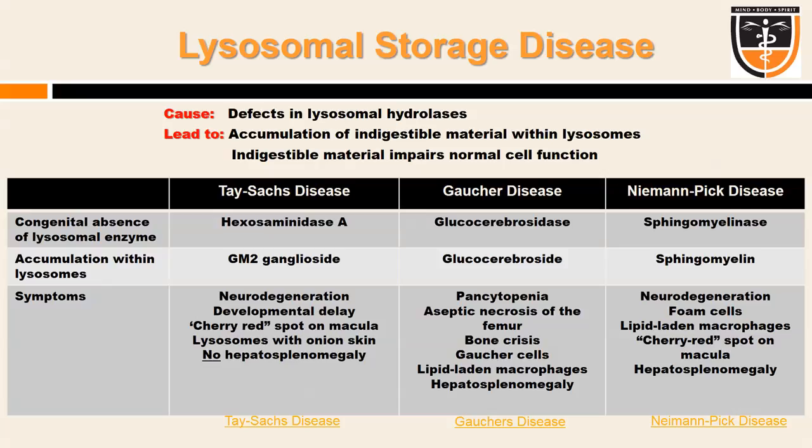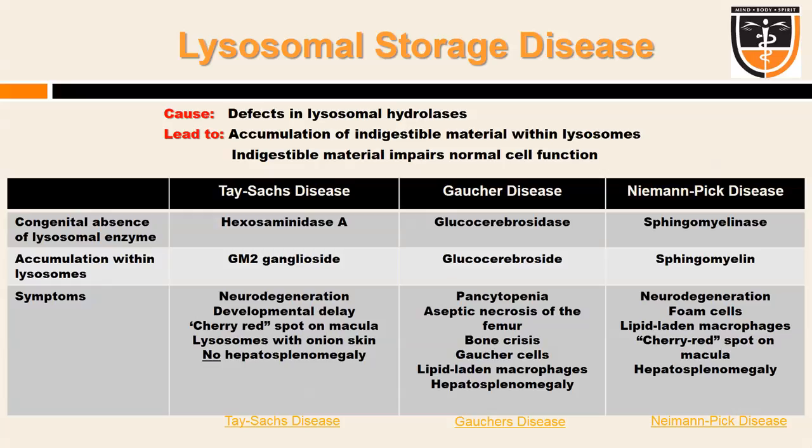Tay-Sachs disease is characterized by congenital absence of the lysosomal enzyme hexosaminidase A. Awesome name. Can you say it fast 6 times? Hexosaminidase A, hexosaminidase A. I tried it yesterday. This is a congenital, hereditary disease. These individuals don't produce a normal hexosaminidase A. So this will result in accumulation in their cells of GM2 ganglioside, which will lead to neurodegeneration because it's going to affect neuronal cells. It will lead to developmental delay. Cherry red spots on the back of the eyes are one of the characteristics.